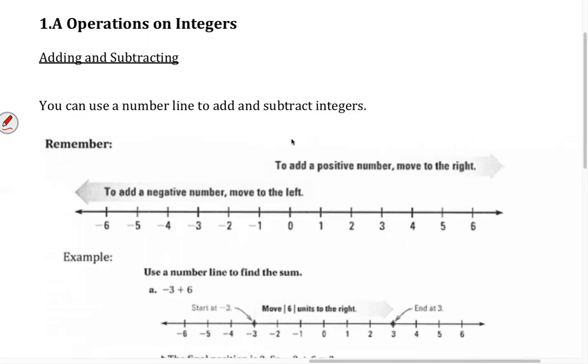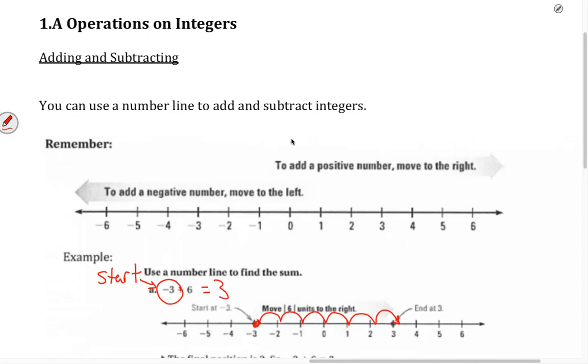And what do I mean with this? Well, down here we have an example, and it says -3. That's where we start. So we put a point at -3, and then we're adding 6. That means we're going to move 6 units to the right. So 1, 2, 3, 4, 5, 6. So my answer would be 3. It's where we end up.